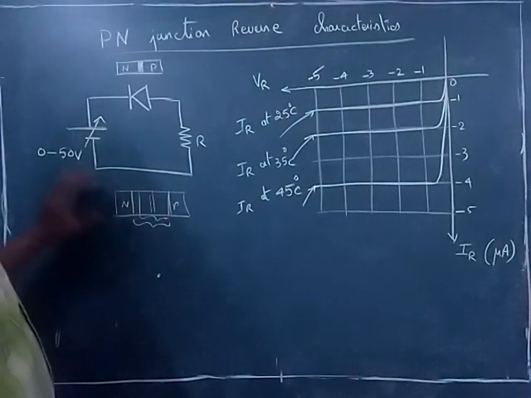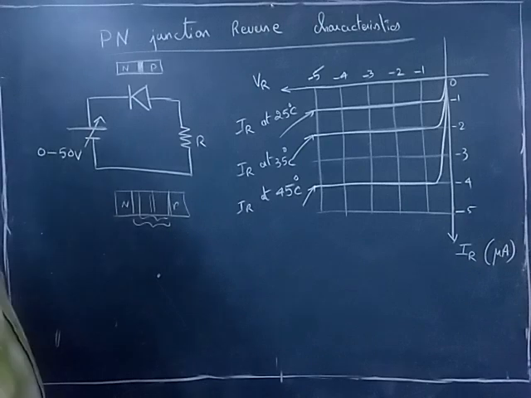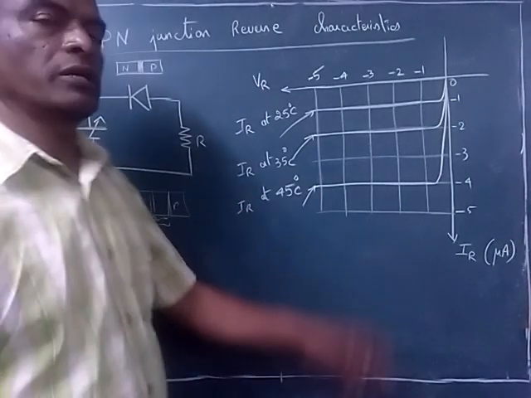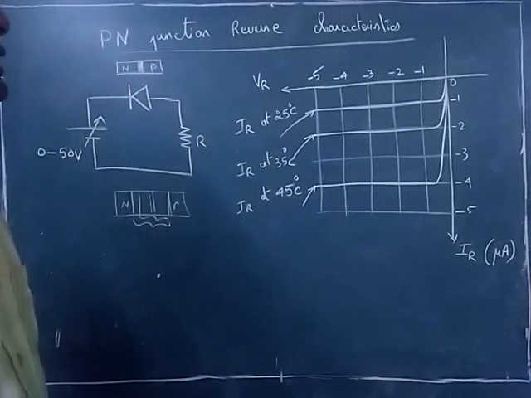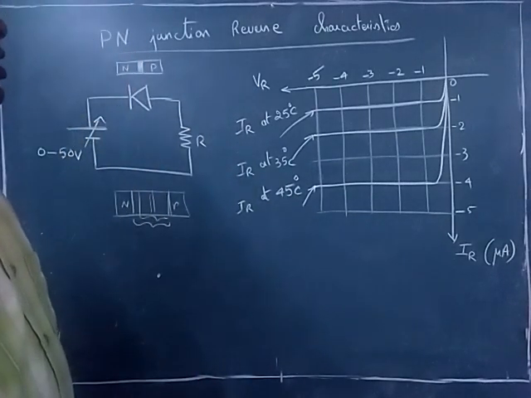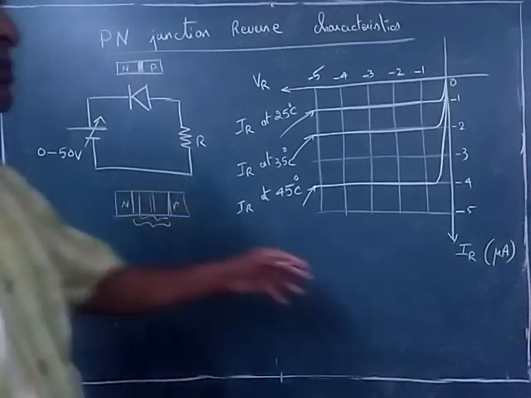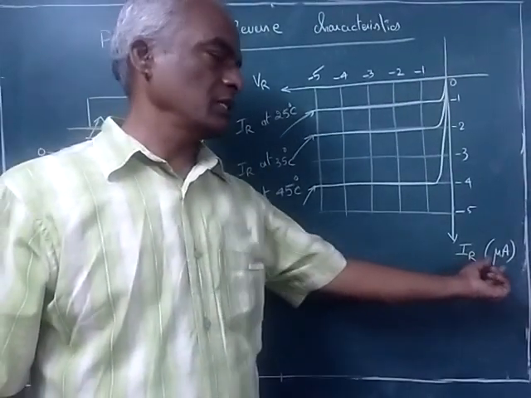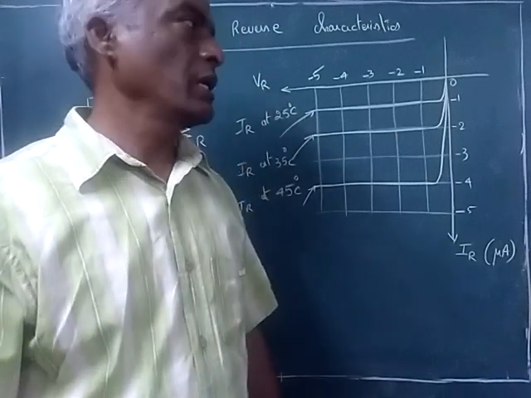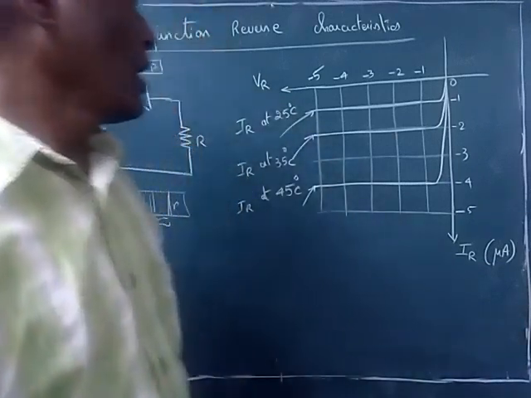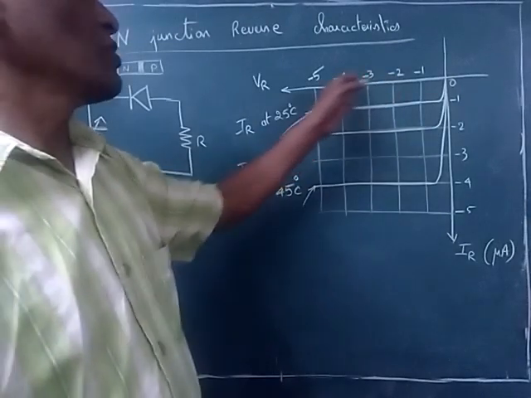So this is one thing we have to observe. The graph is plotted in the third quadrant because of reverse voltage and reverse current. Almost negligible current only flows in this circuit. If you see the reverse current, it is in microamps. Very negligible current, and the voltage keeps on increasing.